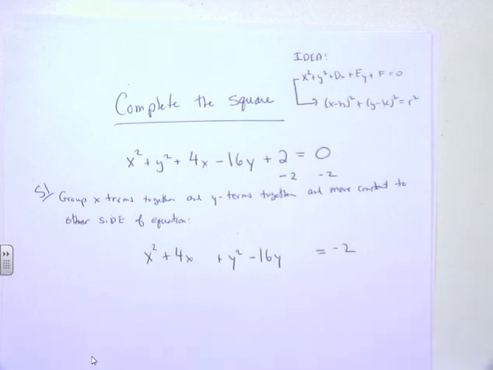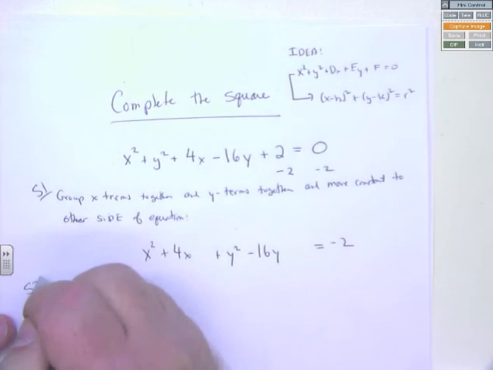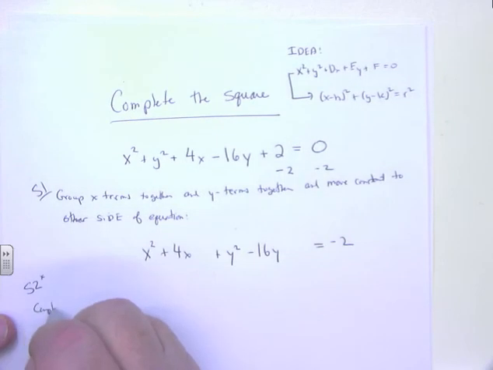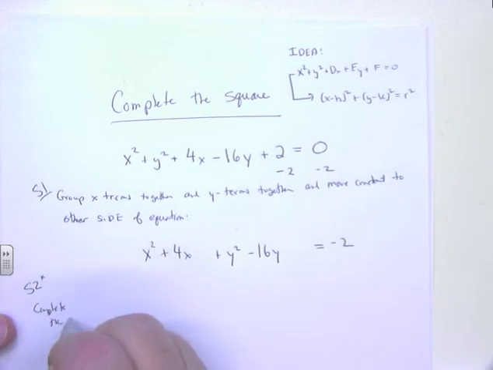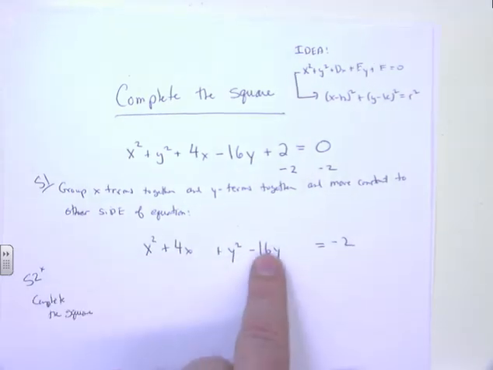All right. Listen to my words and listen good. Step number 2 is to complete the square. Now the purpose of completing the square is, look at these x's and look at these y's.